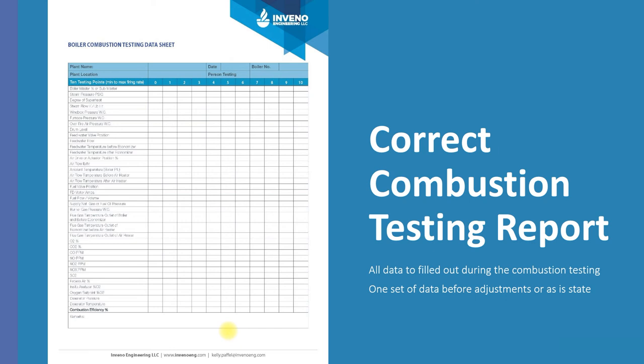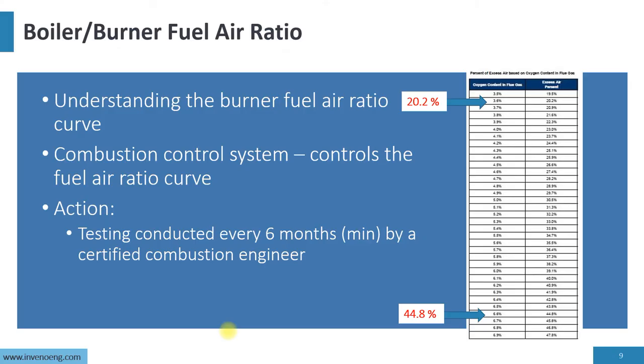A fully documented combustion testing data sheet. This is a data sheet that should be filled out during combustion testing and provided to you at the end of the combustion testing. All data to be filled out during the combustion testing. And we do an as-is combustion testing and fill all the data out, and then we adjust to get the optimal fuel air ratio curve. So we have another data sheet that's filled out. So just make sure the person coming in is filling out these data sheets.